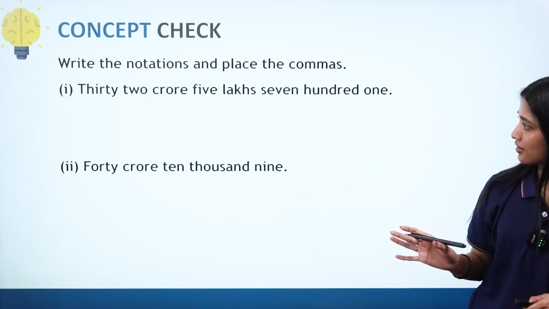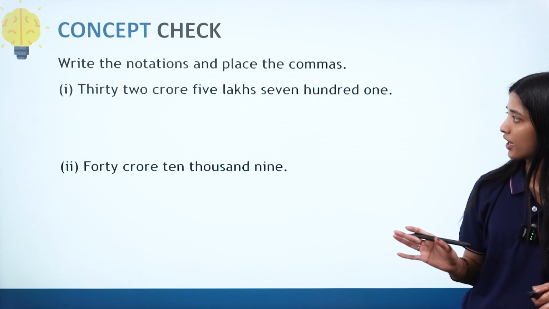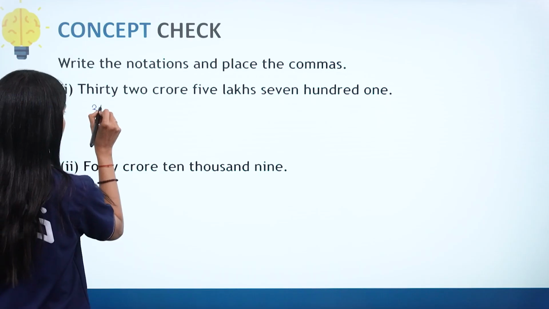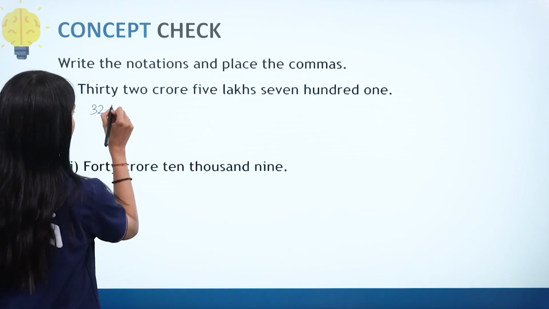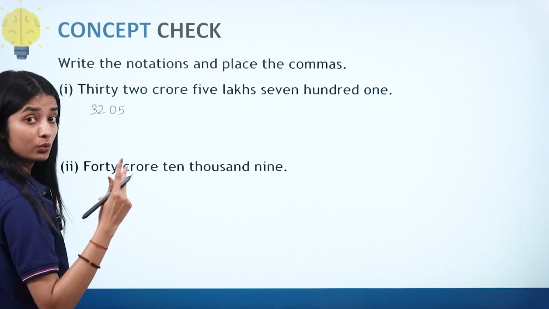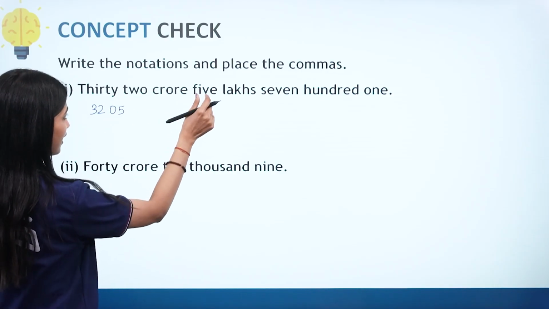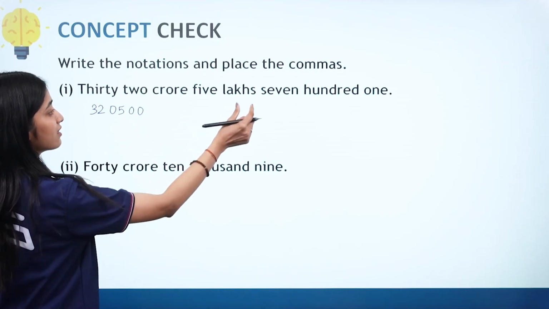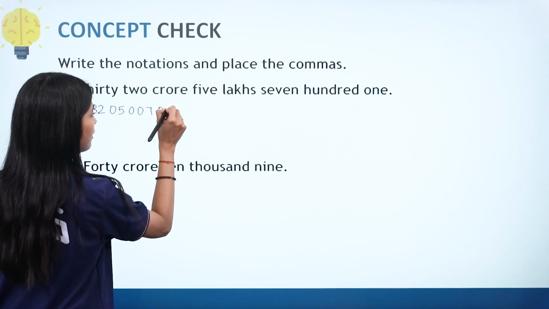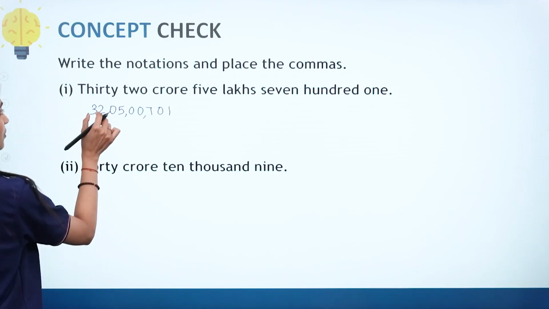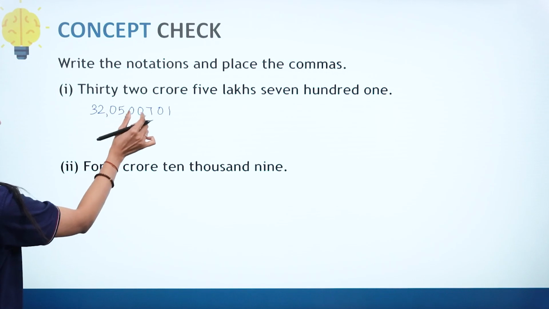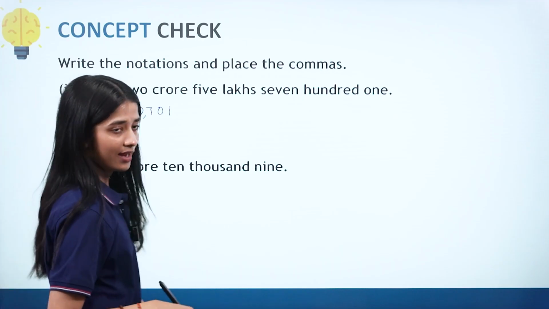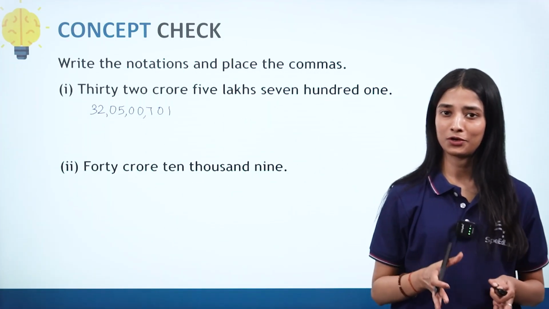So the next question is this one. 32 crore 5,07,101. So this also we can do. This is 32 crore. Then we have 5 lakh, meaning 0 and 5, because we have 2 digits for lakhs also, right? But only 5 lakh is given. Then for thousands we don't have any number, so we will place 0. Then 701. Now place the commas. So this number is now 32 crore 5 lakh 701. Okay, then we have 40 crore 10,009, and I want you all to practice this question.